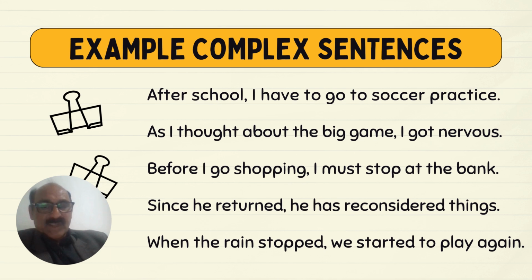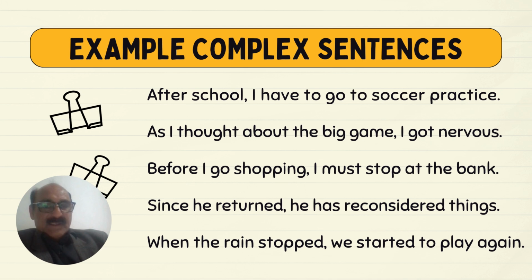Again, as you can see, we started with a dependent clause, followed by a comma, followed by an independent clause. The last sentence: when the rain stopped, we started to play again. Now, "when the rain stopped" is a dependent clause. It doesn't give a complete thought in itself. It needs something for completion. When the rain stopped, comma, we started to play again.